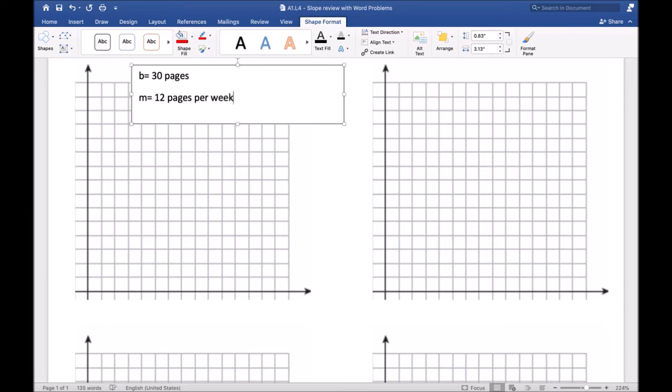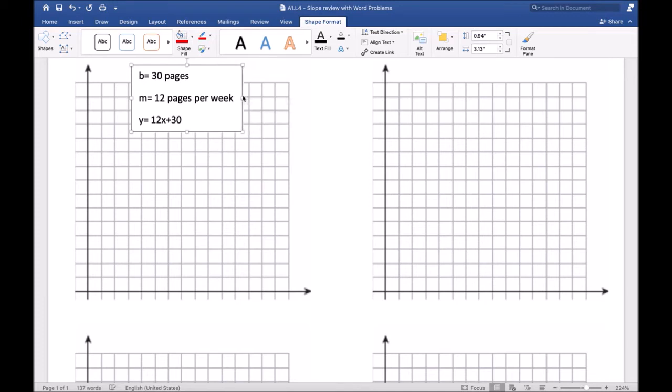And then I need you to include the equations. So y equals mx. I don't need you to write m, but I do need you to substitute. What number do you put in there for m? 12. So y equals 12x plus, what number do you use for b? That would be 30.